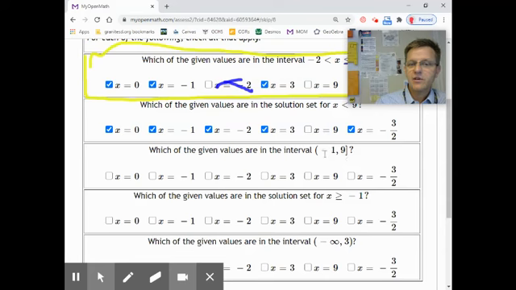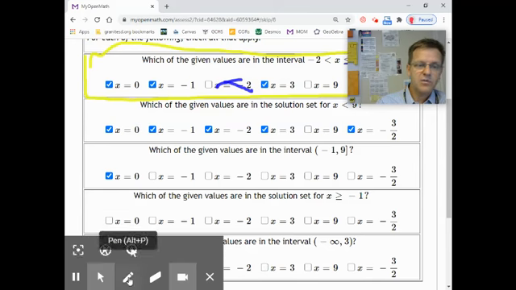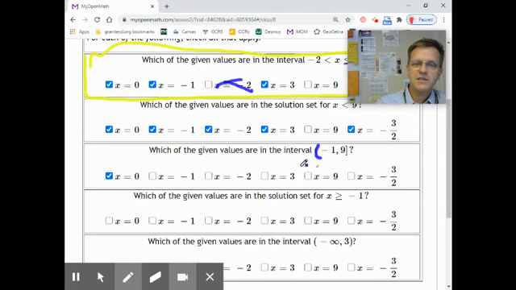All right, how about this one? A little different notation. This one says larger than negative 1, but less than or equal to 9. So this says between negative 1 and 9, but 9 is included. So is 0 between 9 and negative 1? Of course. Is negative 1? No, because of the round bracket. The round bracket means negative 1 is not included.